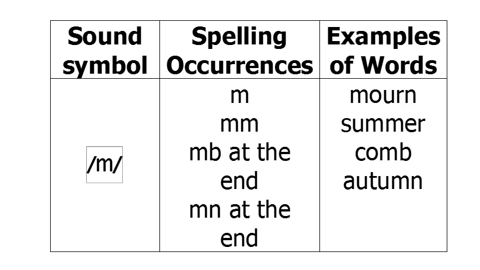This sound is pronounced m. It is got from letter M. It can also be MM, and when MB end words, this sound alone stands because B would not be pronounced. When MN also end words, this sound stands because N would not be pronounced. So we have morn, summer, come, autumn.